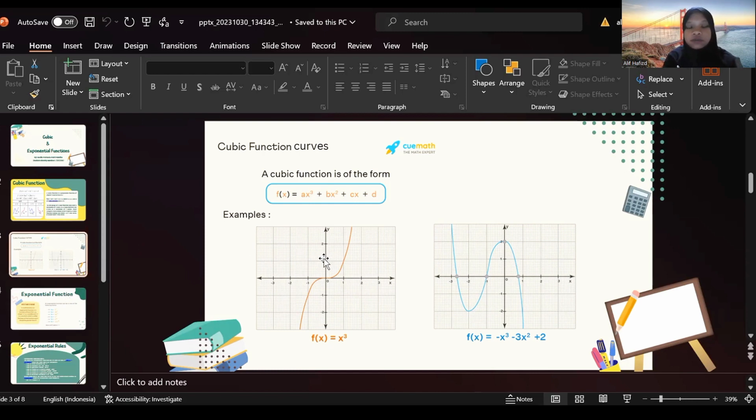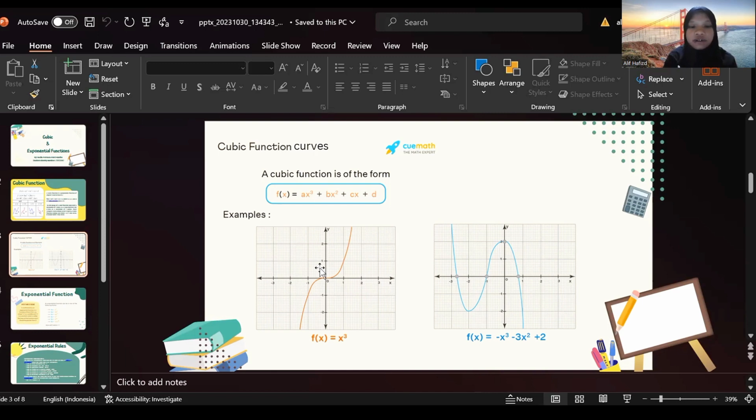This is just one way to remember this: if you draw them from left to right, positive cubic graphs go up because they are positive. A negative cubic graph goes down because it is negative.